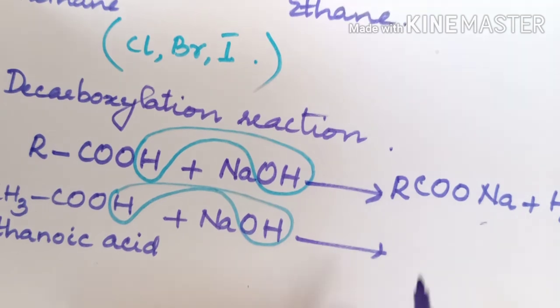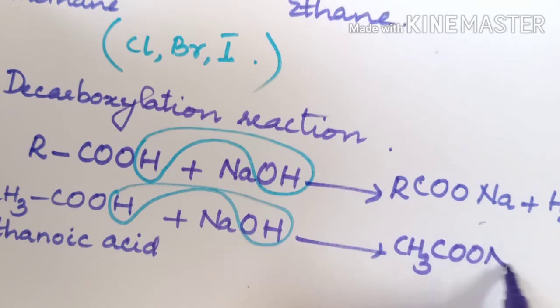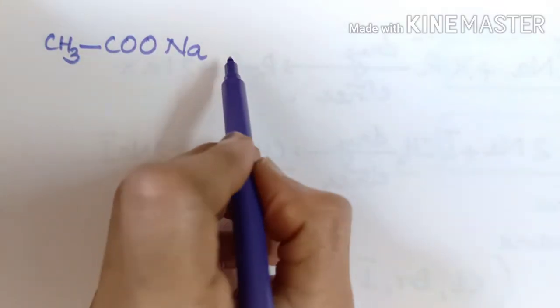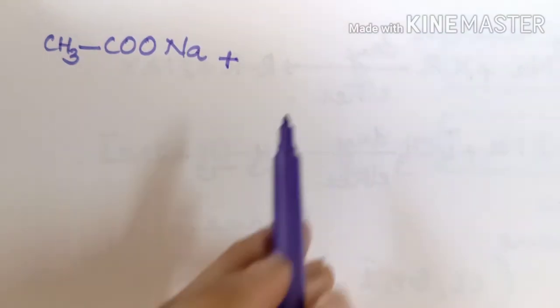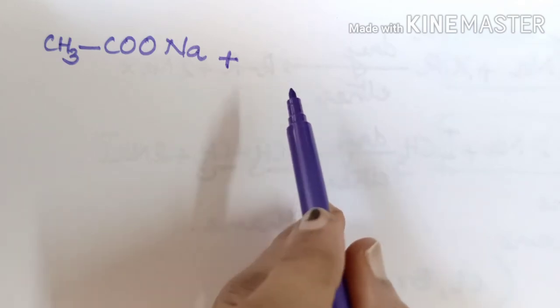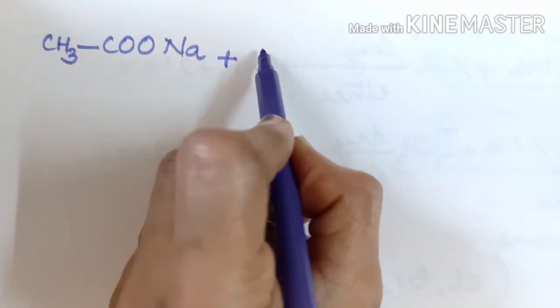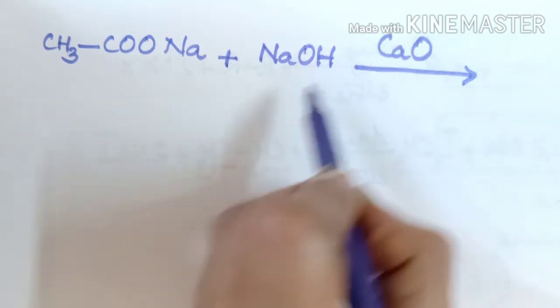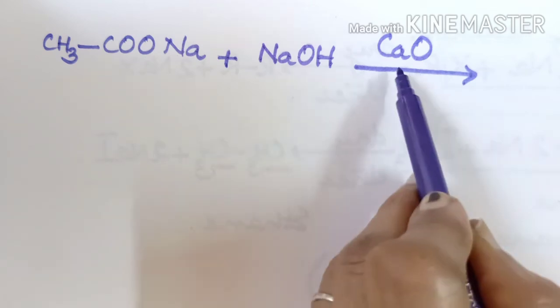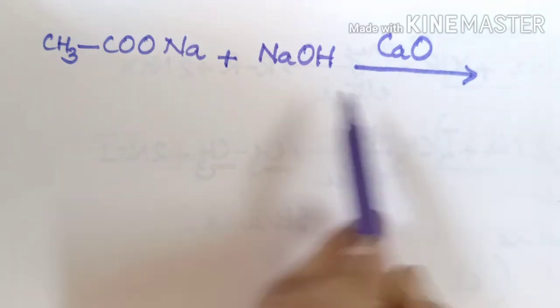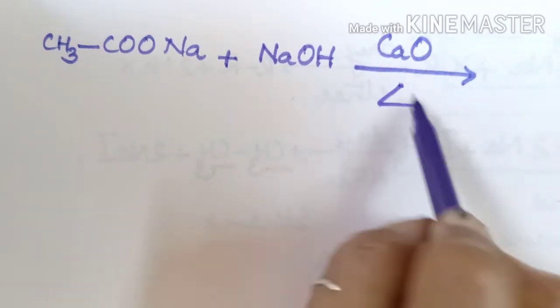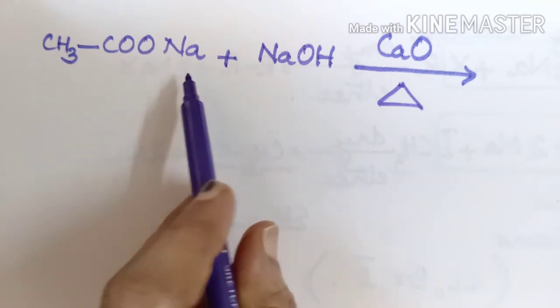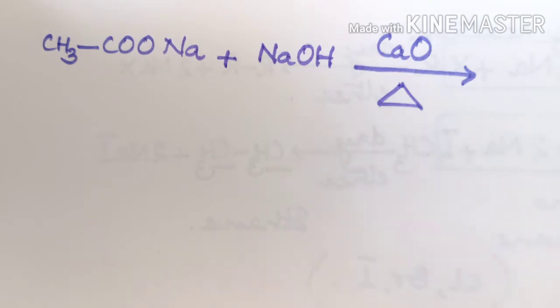So then we get CH3COONa along with water. This sodium ethanoate, when it is treated with soda lime. Now the question is, what is soda lime? Soda lime is a mixture of caustic soda and quicklime. What is caustic soda? It is sodium hydroxide, and quicklime is calcium oxide. So the mixture of sodium hydroxide and calcium oxide, commonly known as soda lime, when it is heated along with sodium acetate or sodium ethanoate, we get the lower alkane.